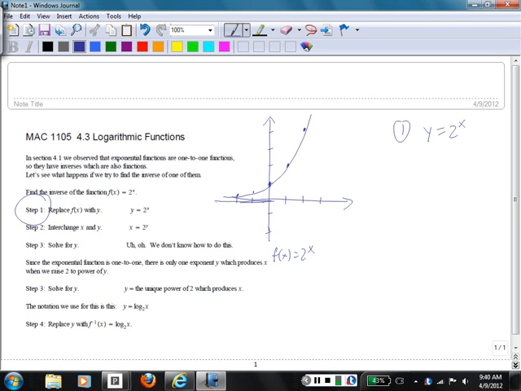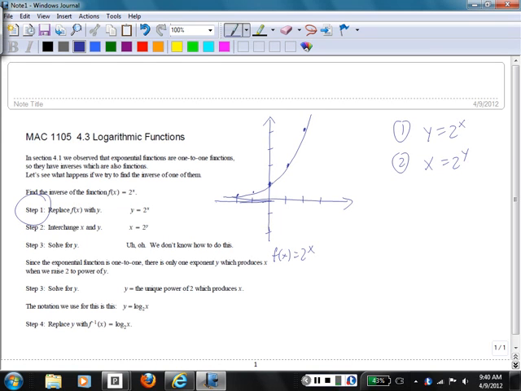Step 2, we actually need to write an equation that the inverse function will satisfy, so that if we were to graph it, we would actually get the graph of the inverse function. So in step 2, we interchange the x and y coordinates. X equals 2 to the y power.